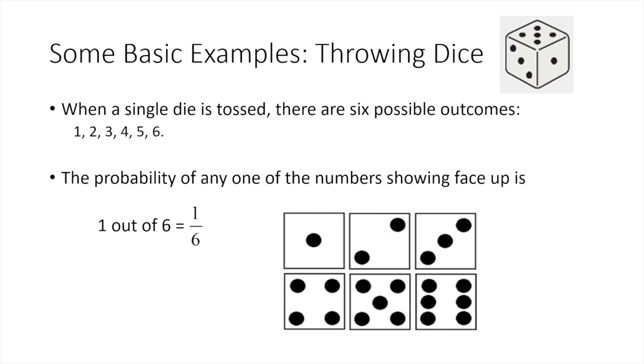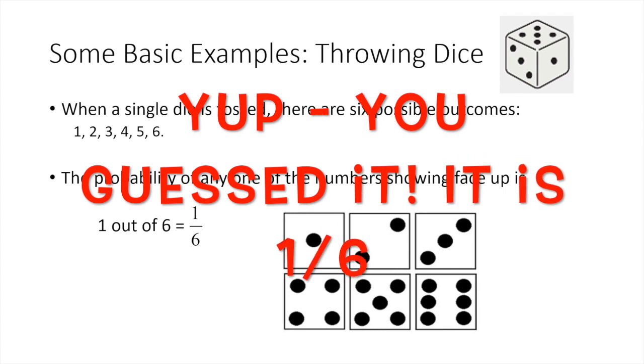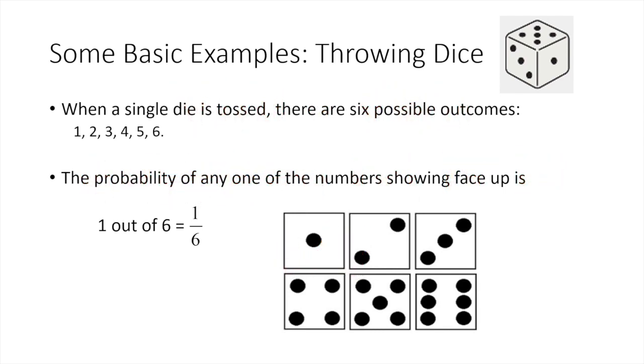So if you roll a die, the probability of any one of the numbers being face up would be 1 out of 6. If I wanted to find the probability of rolling a 2, it'd be 1 out of 6. Probability of rolling a 3, 1 out of 6. Probability of rolling a 6, still 1 out of 6. And then of course we're going to get into more complicated problems, which might be, well, what's the probability of rolling an even number?